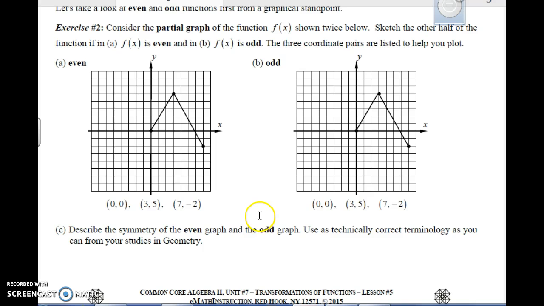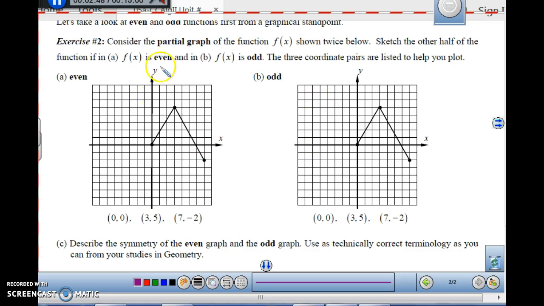All right, now let's consider the partial graph of the function f of x shown twice below. Sketch the other half of the function in A, if f of x is even, and in B, if f of x is odd. The three coordinate pairs are listed to help you plot. Okay, now, if a function is even, it says opposite inputs give you the same output. Okay, so 0 does not have an opposite. So 0 is still going to be 0. If it's even, it's going to give you the same output. So this is still going to be 0, 0.